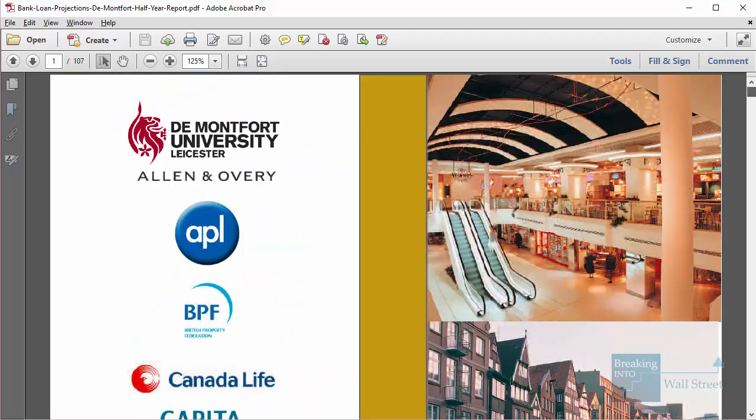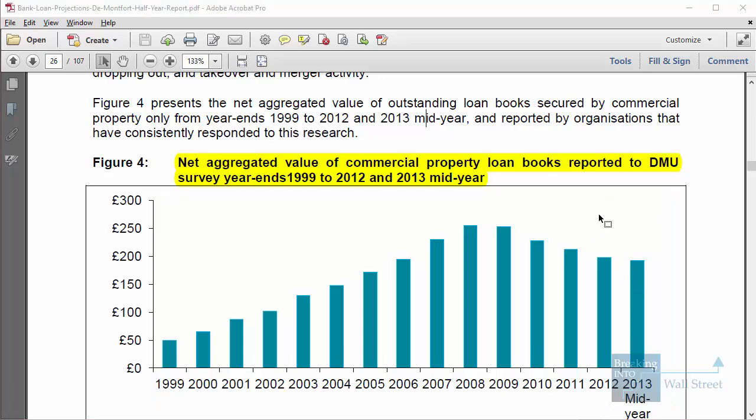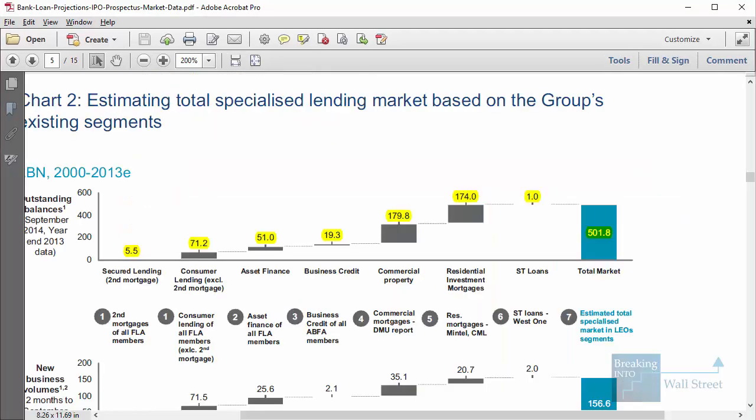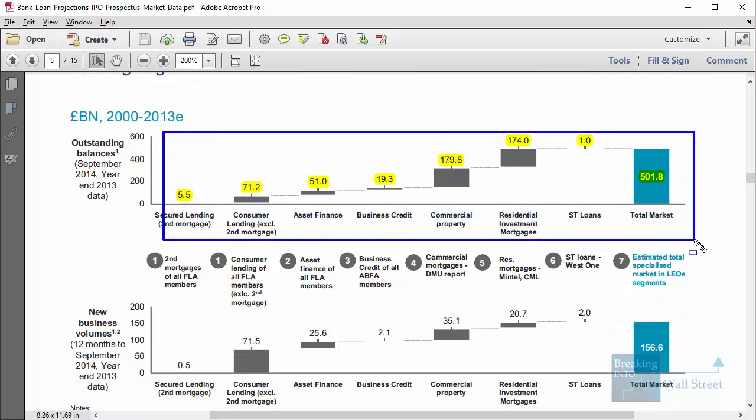This one is by a university, De Montfort University. They give estimates here for the total amount of outstanding property loans. That would be one source. Shawbrook also recently went public when we did this case study. So in their IPO prospectus, they also give estimates for the total addressable market size and the total market that they can address across all their different business segments.